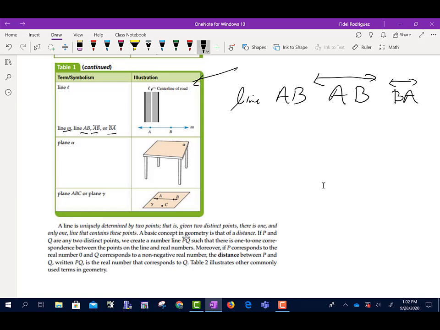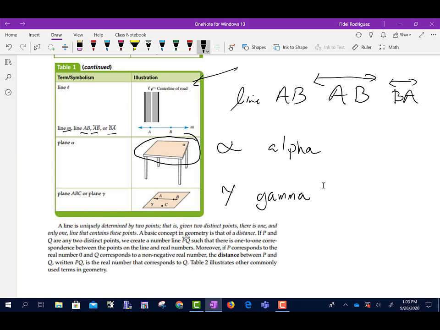Okay, then we have something called a plane, and like the surface of this desk or this table is our plane. That's the Greek letter alpha. And then we also have another way to write it, plane ABC, or it looks kind of like an upside down Y, or it looks kind of like a funny Y. This here, guys, is the Greek letter gamma, and this one here is alpha.